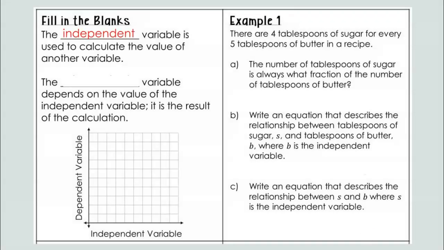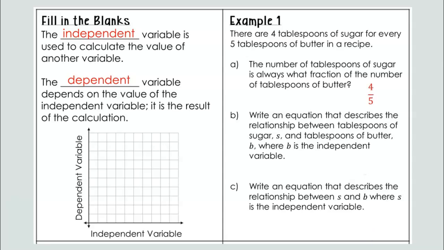The independent variable is used to calculate the value of another variable. The dependent variable depends on the value of the independent variable; it is the result of the calculation. The independent variable goes on the bottom or the x-axis of a graph, and the dependent variable goes on the y-axis, or the up and down axis.